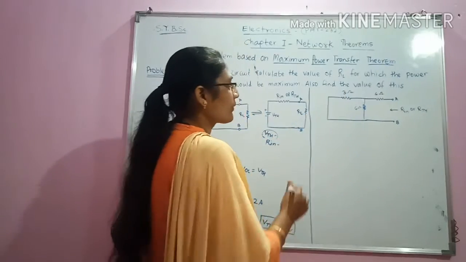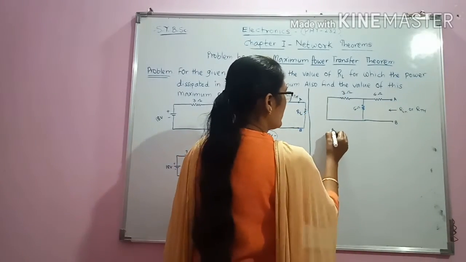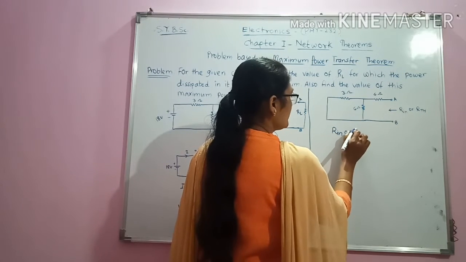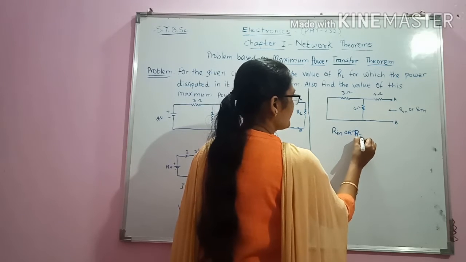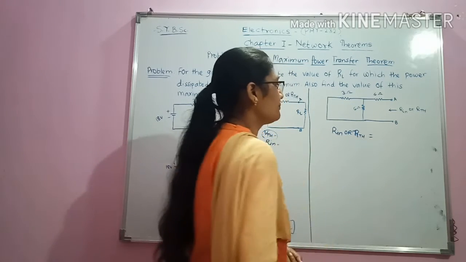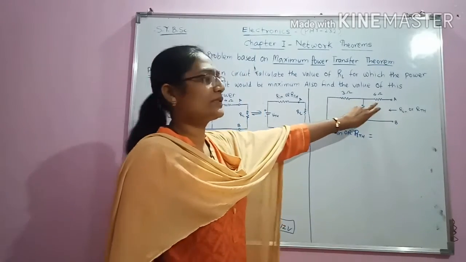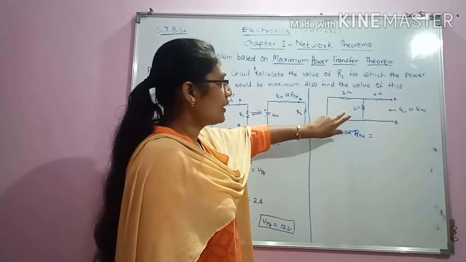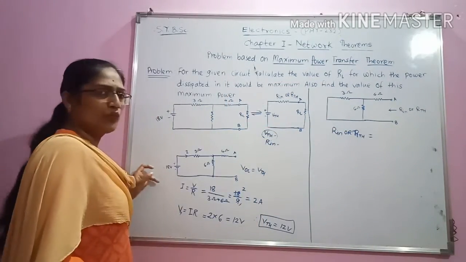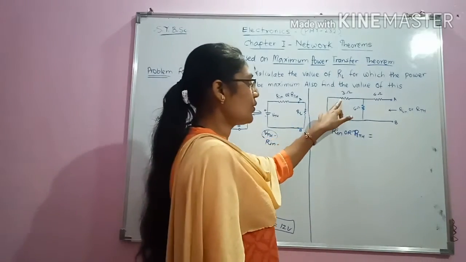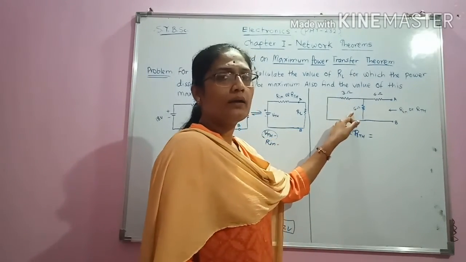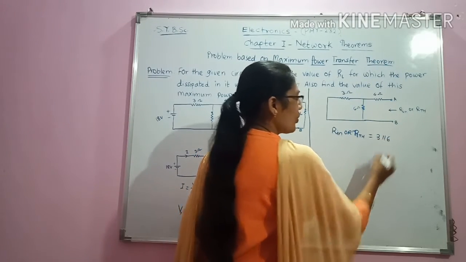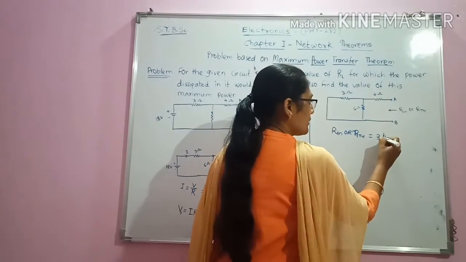And hence, the value of Rth, or the Thevenin's resistance, is nothing but the addition of these resistances. But if we observe, after removing this 18 volt battery, the resistances 3 ohm and 6 ohm are parallel to each other.